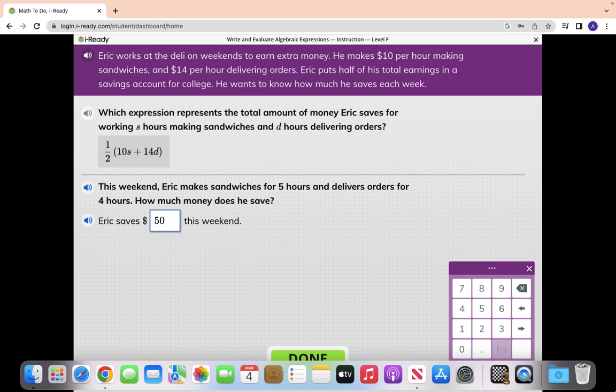We need to do 14 times 4, which is 56, I think. Let me check. One second. I don't have my notepad with me. 14 times 4 is equal to 7 times 8, and 7 times 8 is 56. So 50 plus 56 is 106. And we're going to divide by 2, so we have 53.